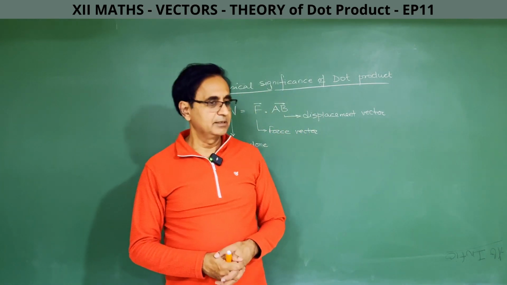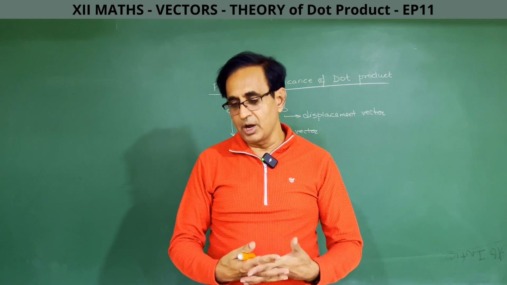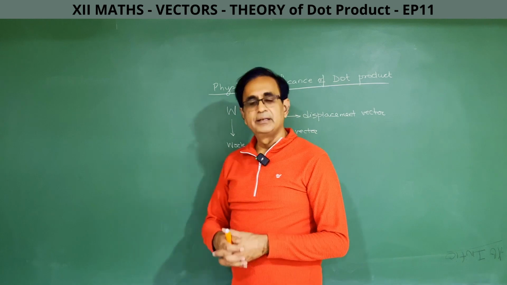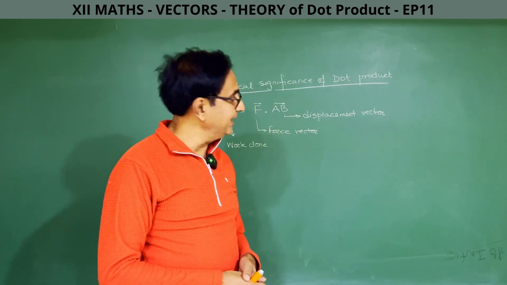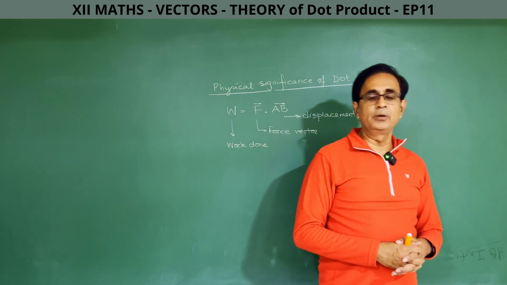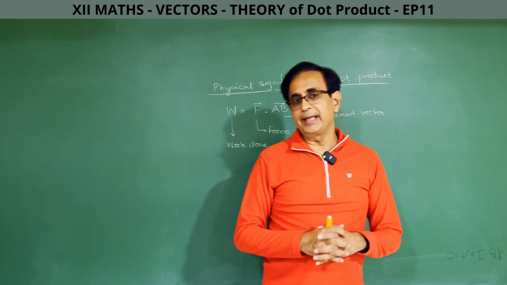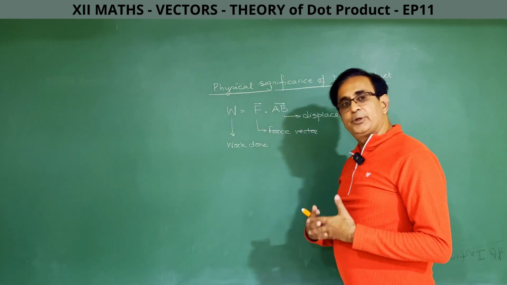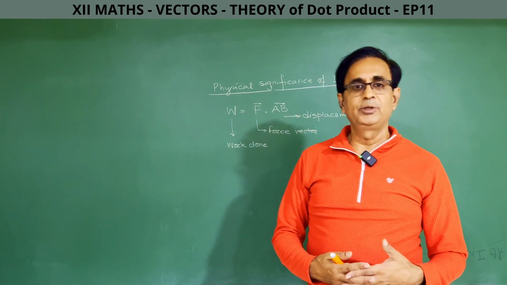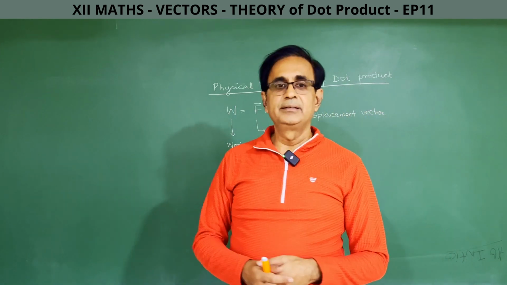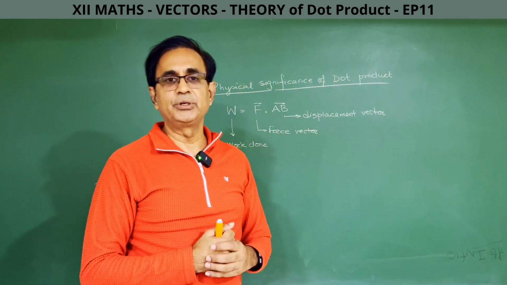The next class will be on vector or cross product of two vectors, but before that I'll make a couple of lectures on numericals on dot product. See, once your theory is strong, you can do lot of numericals yourself except the typical ones, but the theory doesn't become strong just by theory. You have to do at least 10-20 numericals so that you understand the finer points of the theory.